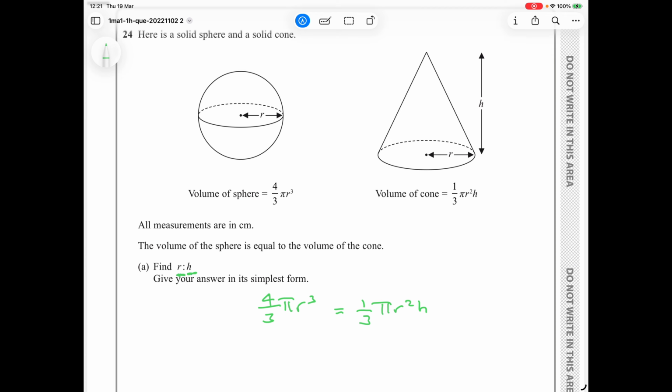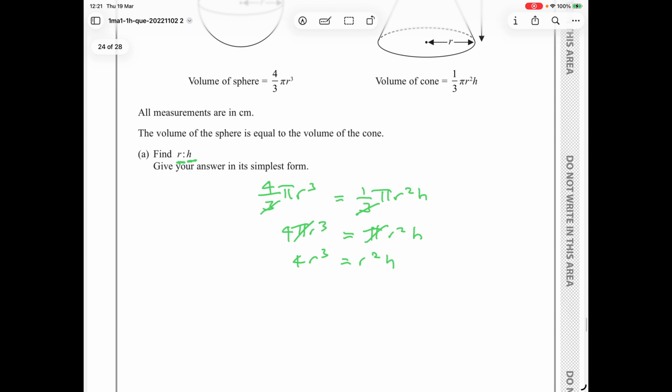Now we just eliminate things, so times by 3 on both sides, and then I'm just going to write it out again. Get rid of pi, so that means we've got 4r cubed equals r squared h, and then divide through by r squared, so we get 4r equals h.